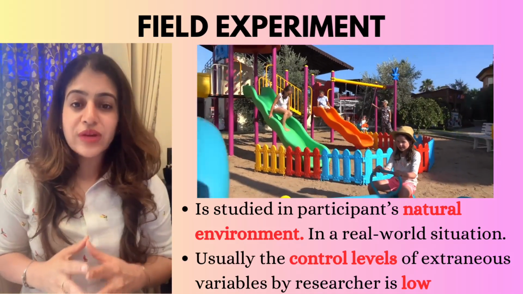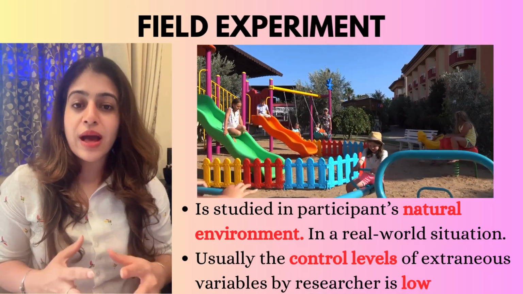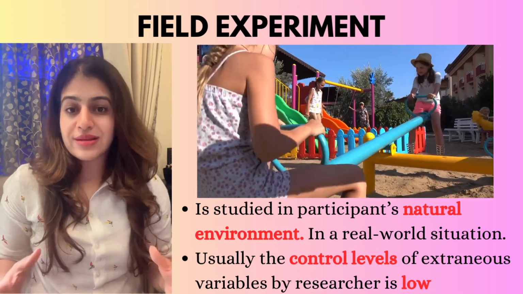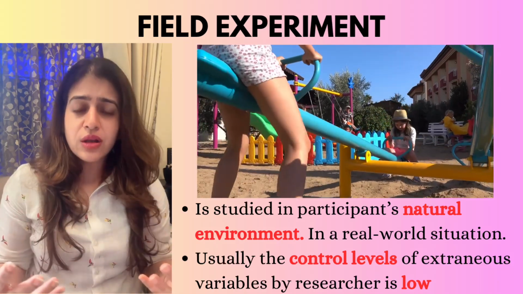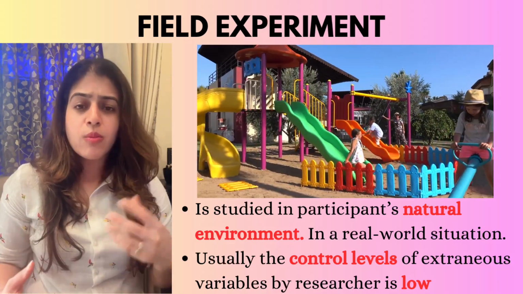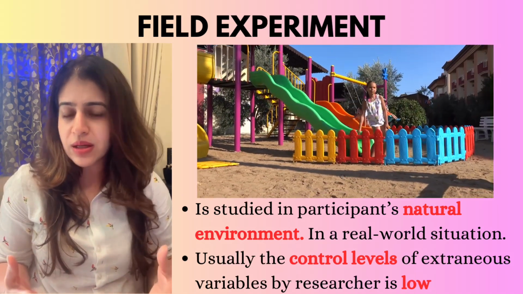So what is a field experiment? A field experiment, on the other hand, opposite to a lab experiment, is an experiment which is carried out in a real world setting. So there is nothing artificial about it. It is very real. It is very natural, as in, it can be any ground, park, mall, theater, or whatsoever, where the experiment can take place.